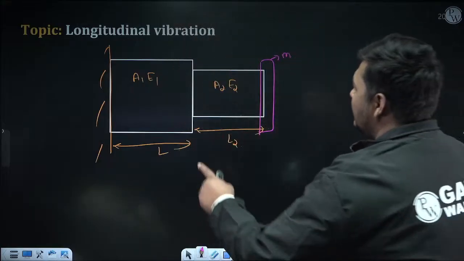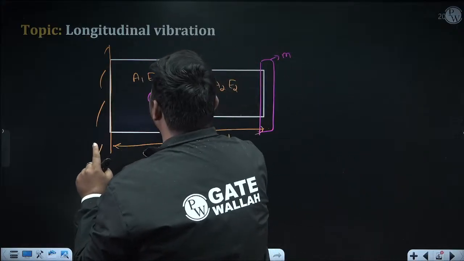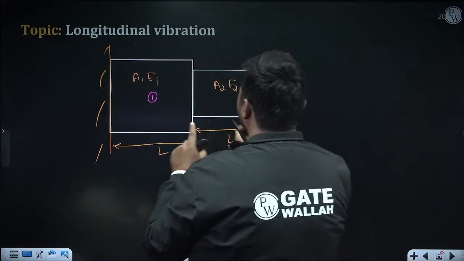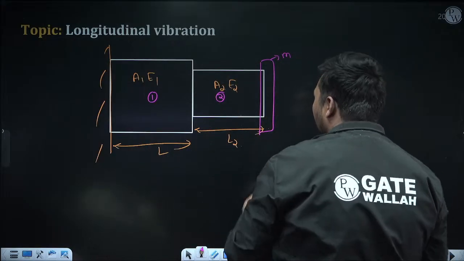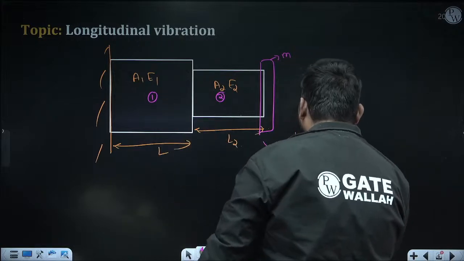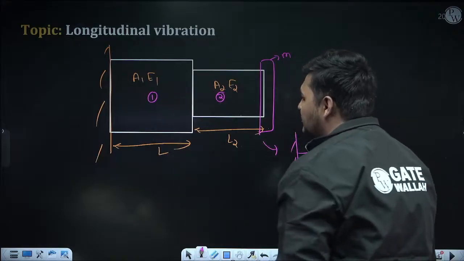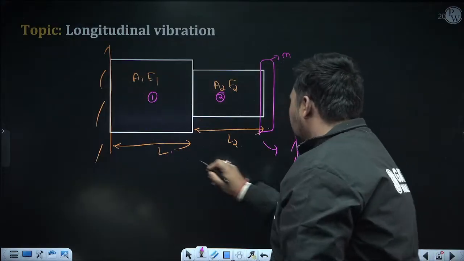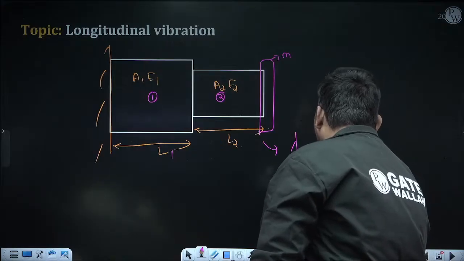Since the axial rigidity of this portion is different, I am considering this as bar 1 and this different portion as bar 2. And beside this, the rotor is attached. So how will we draw the equivalent diagram? First I will replace bar 1 with spring 1, whose stiffness is K1, and K1 is nothing but the axial stiffness of bar 1, which is axial rigidity A1 E1 upon length L1.